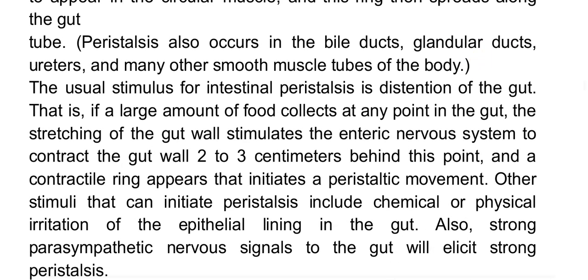The usual stimulus for intestinal peristalsis is distension of the gut. That is, if a large amount of food collects at any point in the gut, the stretching of the gut wall stimulates the enteric nervous system to contract the gut wall 2 to 3 centimeters behind this point, and a contractile ring appears that initiates a peristaltic movement.